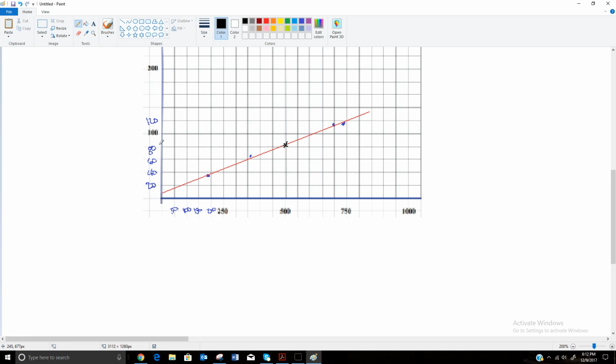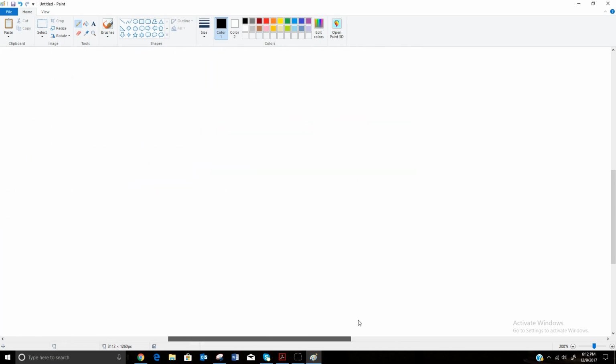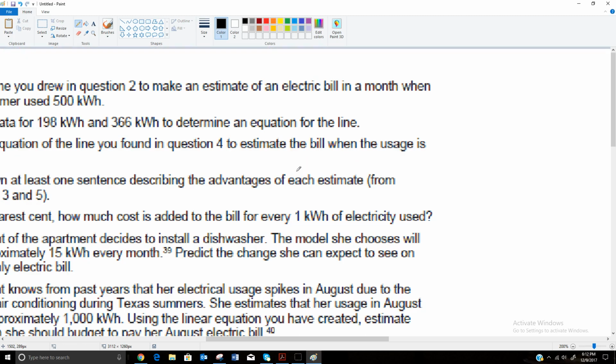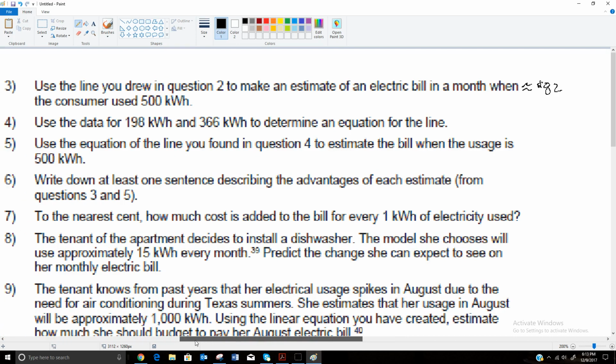If we follow that over, it looks like it's a little bit more than $80. So it doesn't look like it's $90, but above 80. So maybe about $82. We're just estimating. Somebody else might draw their line just a little bit differently and get a little bit different answer, but that seems reasonable for what we have. Okay, so now it says use the data to determine an equation for the line.